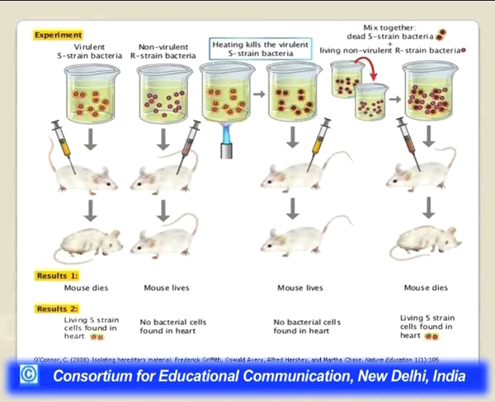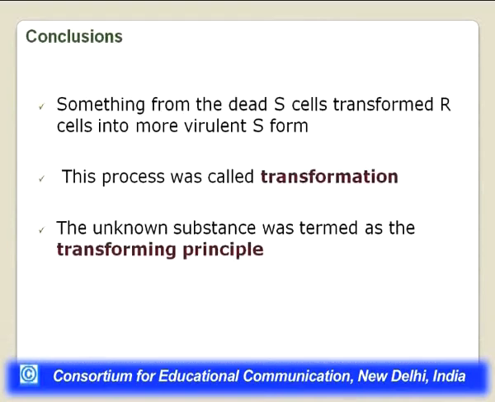So based upon these experiments, Griffith concluded there was something from the dead S cells that transformed the R cells into the more virulent S form. So although the S strain cells were dead, they still contained some molecule which was transforming the non-virulent, non-pathogenic R strain to become disease causing. The process he termed transformation, and the unknown substance was termed the transforming principle.